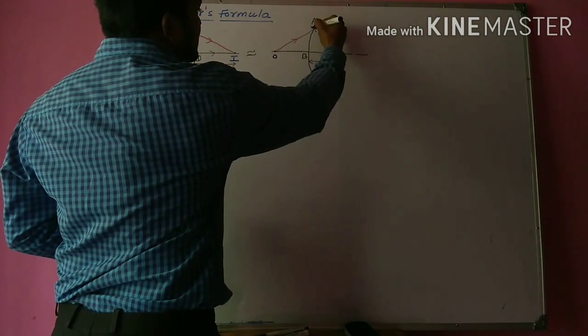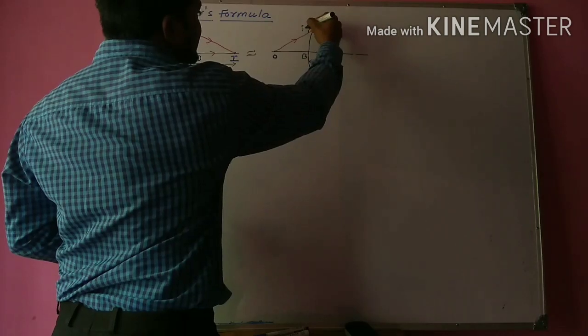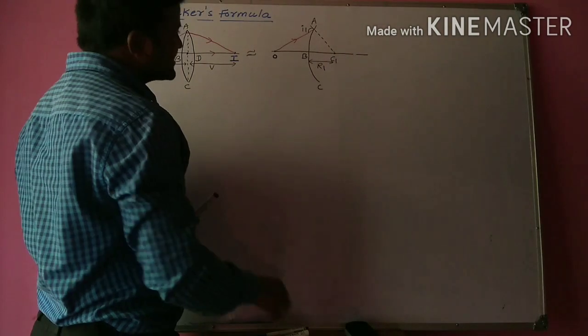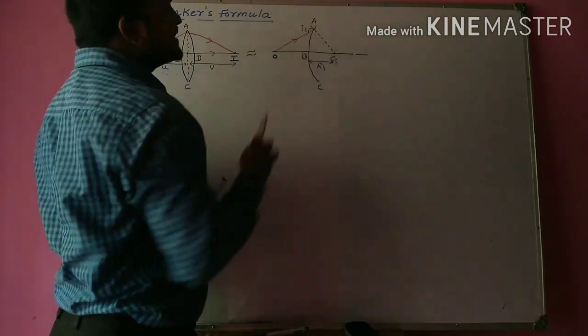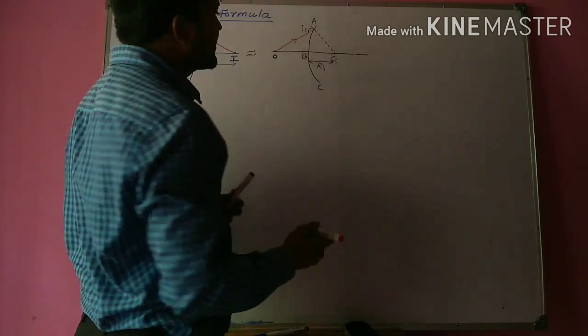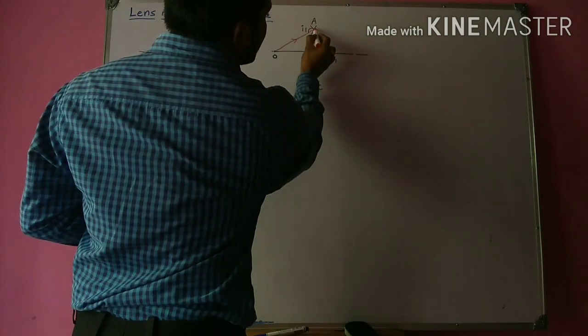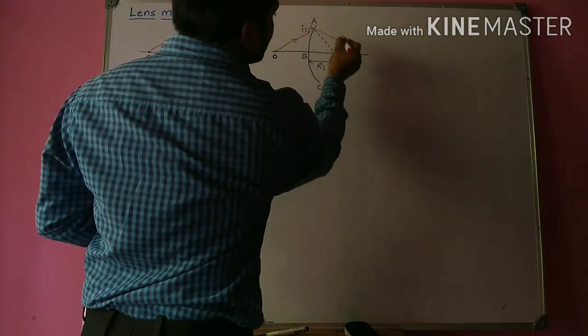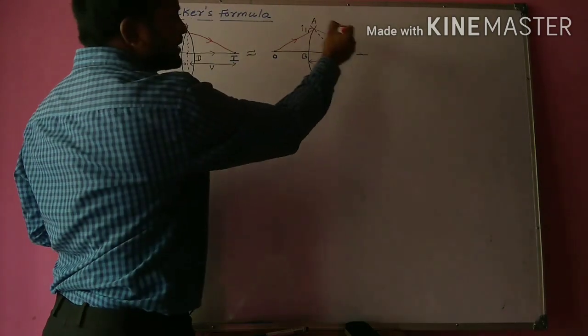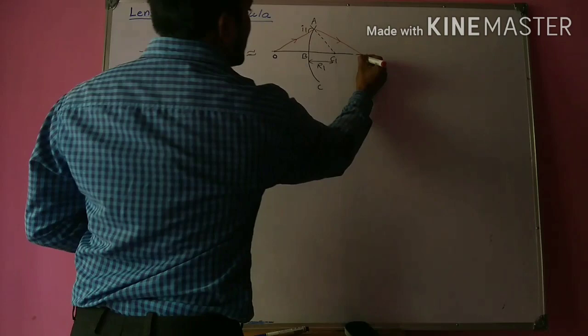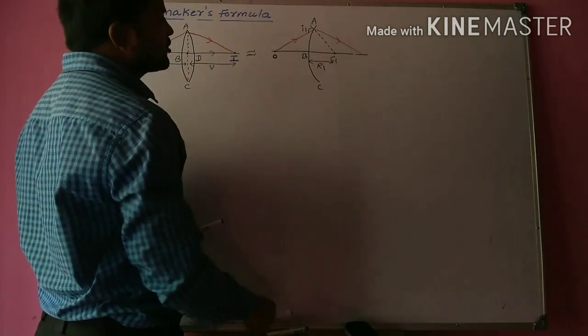This is the angle of incidence, let us say it is I1. Once the light ray is incident on this ABC surface, it undergoes refraction. The refracted ray touches the principal axis somewhere here, and it forms the image at that particular point.